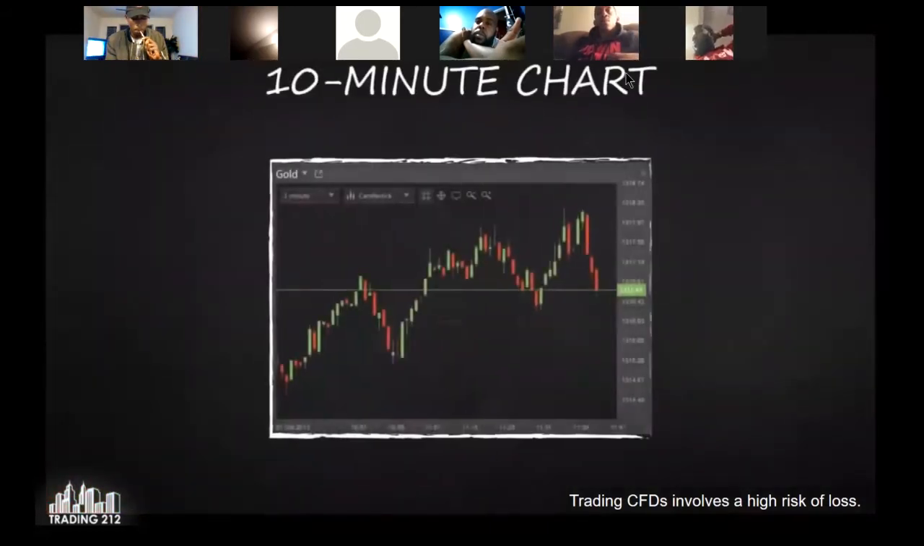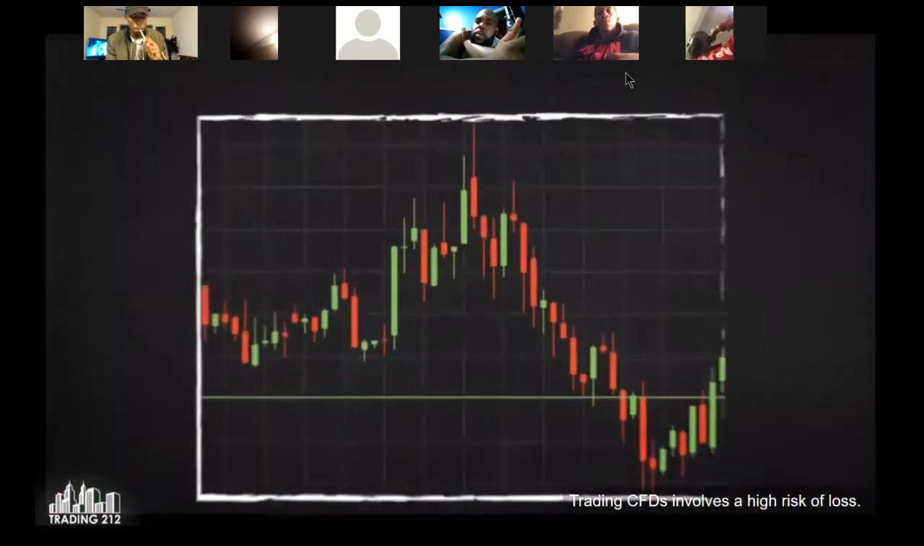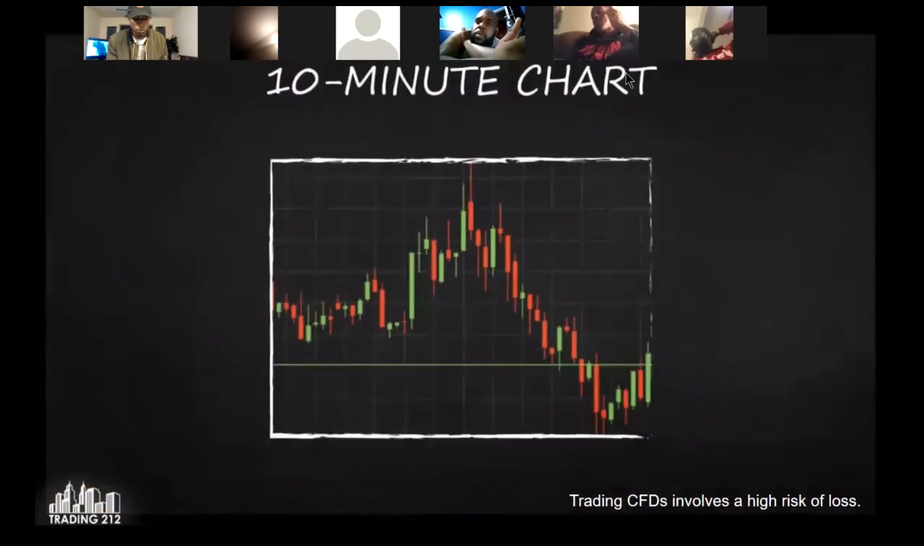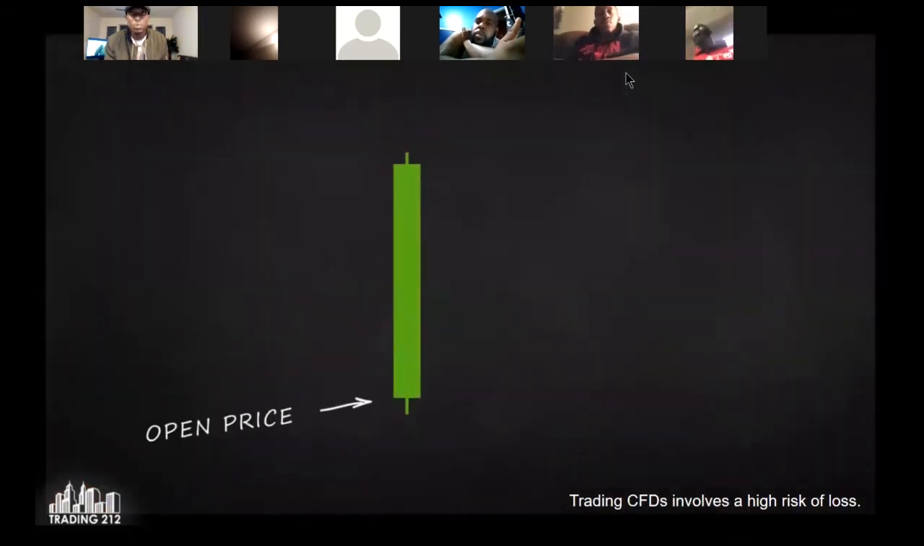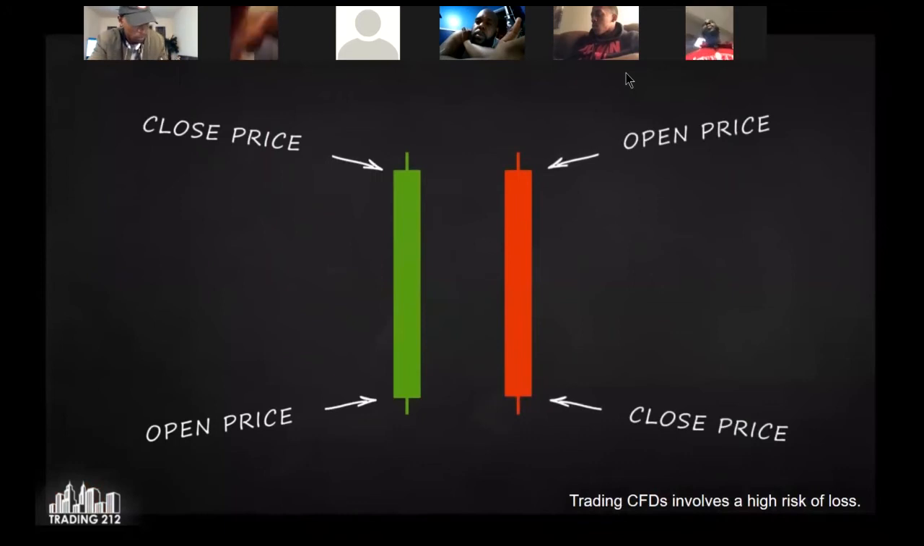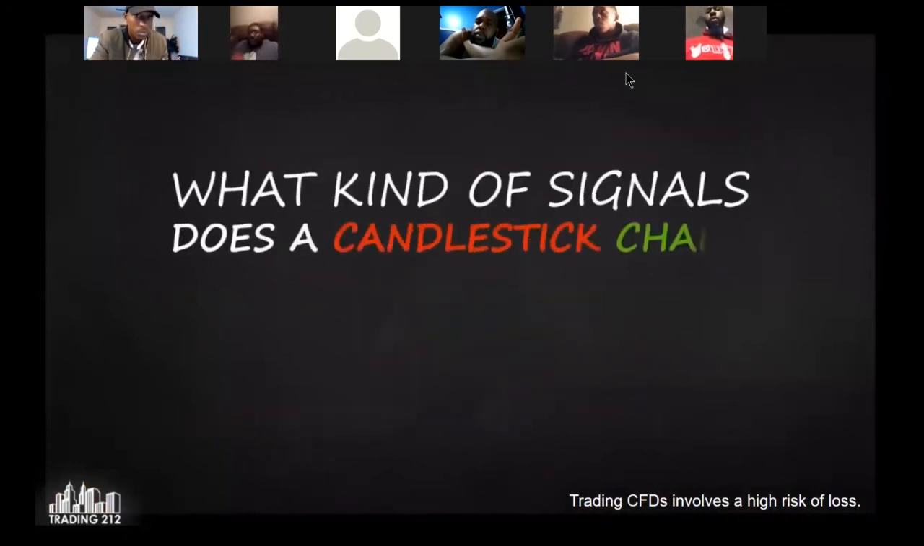If you're looking at a 10-minute chart, each candle represents a 10-minute time interval. We see a green candle when the price closes higher than the open price. If the price closes lower than it opened, then the candle is red. As simple as that. What kind of signals does a candlestick chart provide?